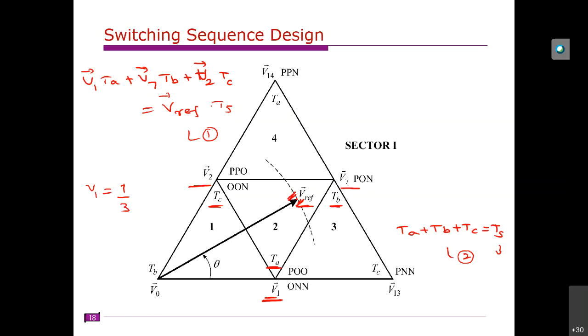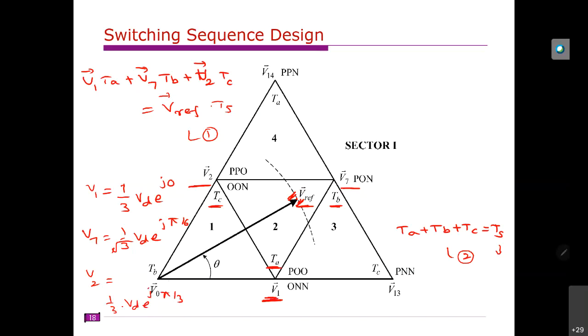What is its magnitude? Its magnitude is 1 by 3 Vd into e to the power of j0. Similarly, V7 is 1 by 3 Vd into e to the power of j pi by 6. Similarly, V2 is not 1 by 3, it's 1 by root 3, and this is 1 by 3 Vd into e to the power of j pi by 3. So all these values are known to you.